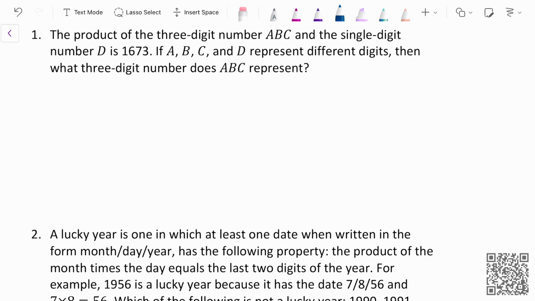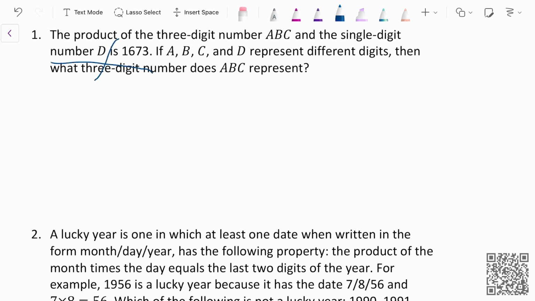Today's first question is, the product of the 3-digit number ABC and the single-digit number D is 1,673. If ABC and D represent different digits, then what 3-digit number does ABC represent? So first of all, there is a very simple way to do this, and that is first finding what single digit 1,673 is divisible by.